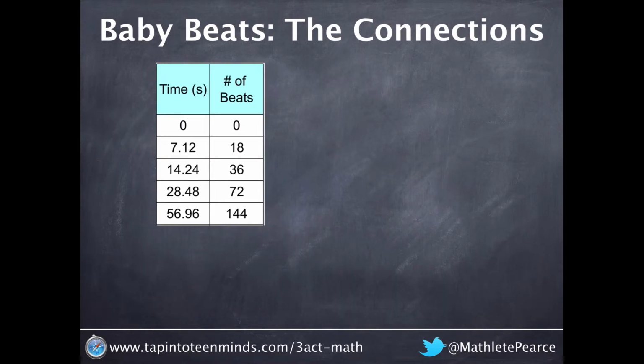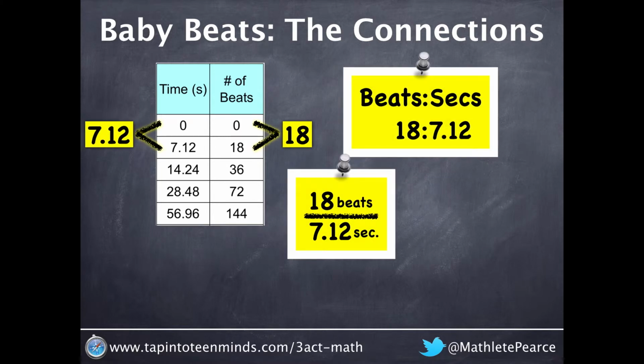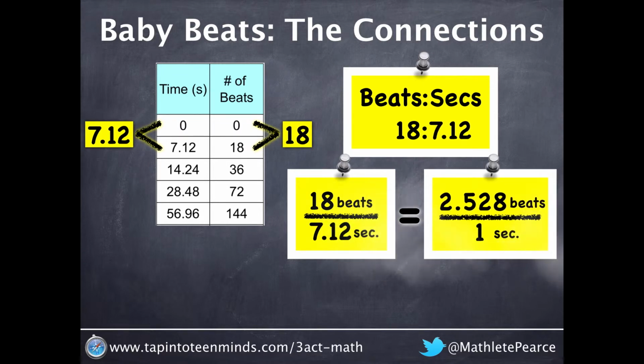Analyzing the table of values further, we can see that same rate of 18 beats per every 7.12 seconds, which can then be reduced to our rate of change, 2.5 beats per 1 second. This can also help students understand why equivalent fractions are important and what role they play as we move on to patterning and linear relationships.